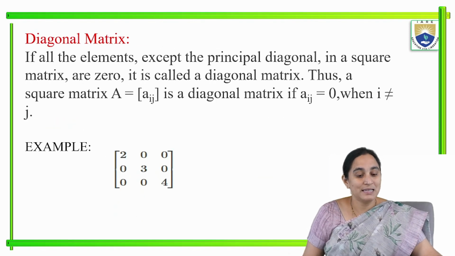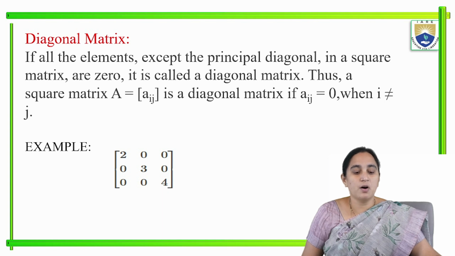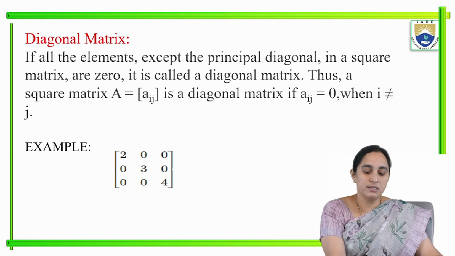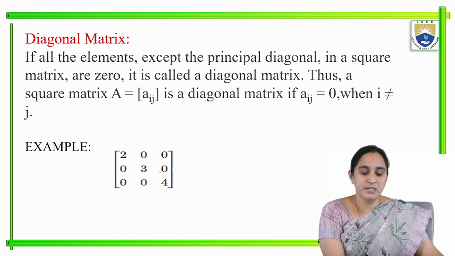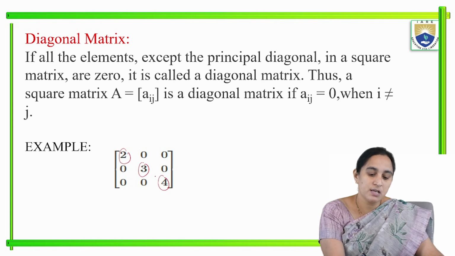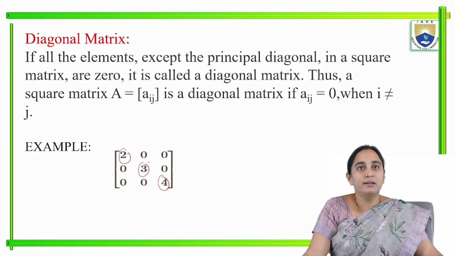Another example, the next type of matrix, the diagonal matrix. What's the definition for that? If all the elements except the principal diagonal in a square matrix are 0, it is called a diagonal matrix. See the example. Here, what are the diagonal elements? 2, 3, 4 are the diagonal elements. Except these diagonal elements, the remaining are all 0. That type of matrix is called a diagonal matrix.